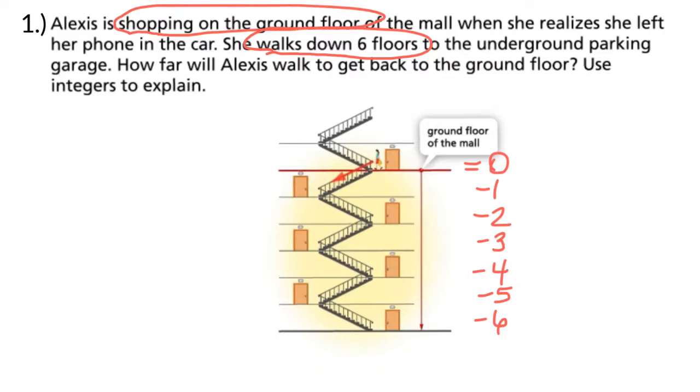The question is, how far will Alexis walk to get back to the ground? So we're kind of looking for the opposite here. So let's write up here with our things on our question. We are looking for the opposite because she needs to get back to 0. So I'm looking for the number that is going to be the same distance from 0, which is going to be, I hope you said 6, because now instead of going down, she's going to be going up.